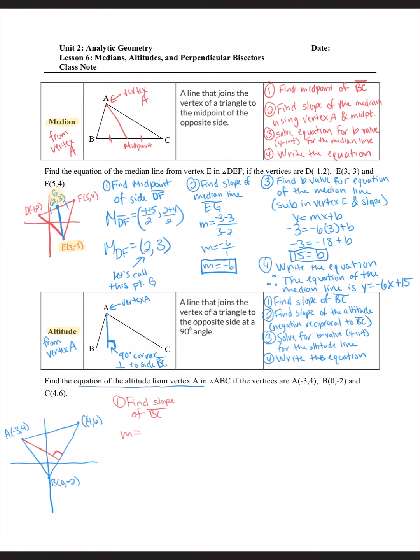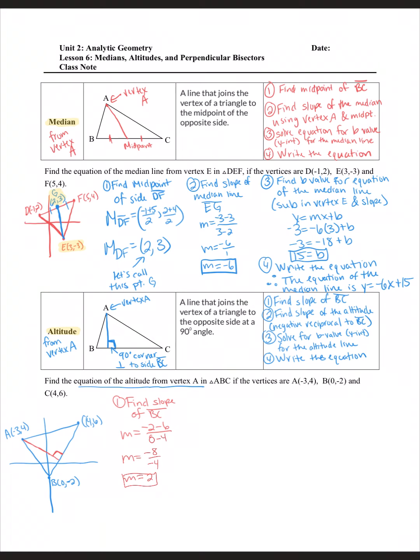So between B and C, it's going to be the change in my y values. So I'll have a -2 minus 6. And I'll have 0 minus 4. So my slope will be -8 over -4, which will simplify to a +2. Okay, so that's for BC.